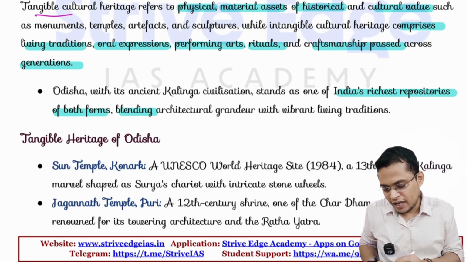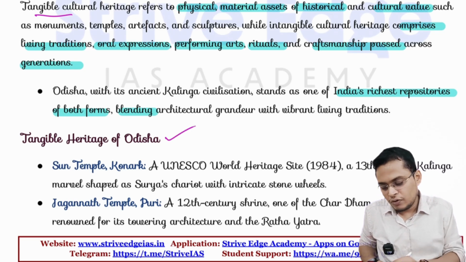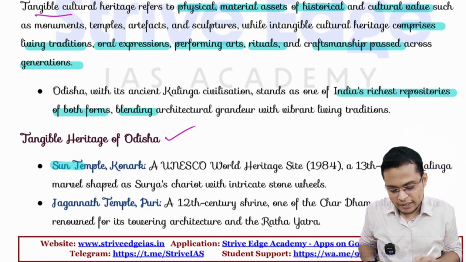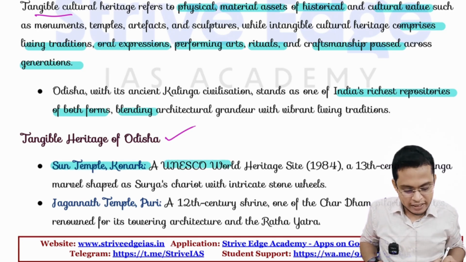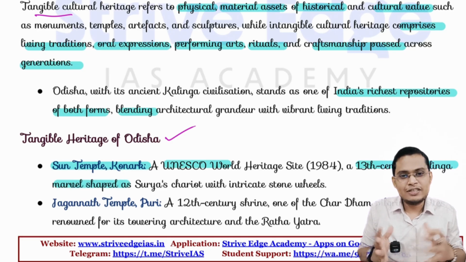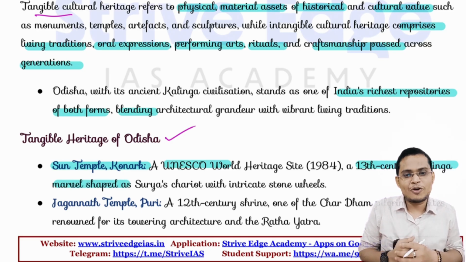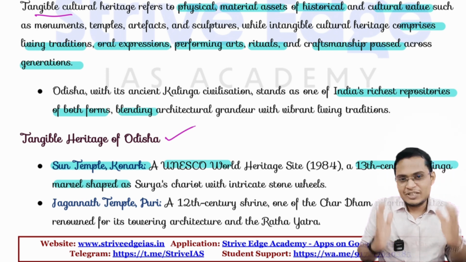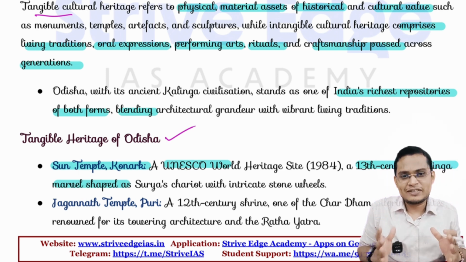And next we are going to discuss the tangible cultural heritage of Odisha, that which we can touch. So the first one is Konark temple. You can talk about how it is a UNESCO World Heritage Site, 13th century, Kalinga style, a sun chariot. So this is very unique. If you look into it, it is one of the best temples ever built.